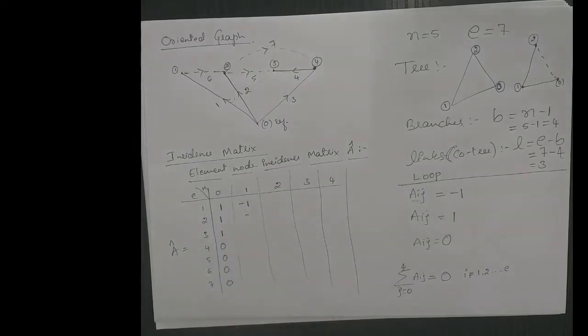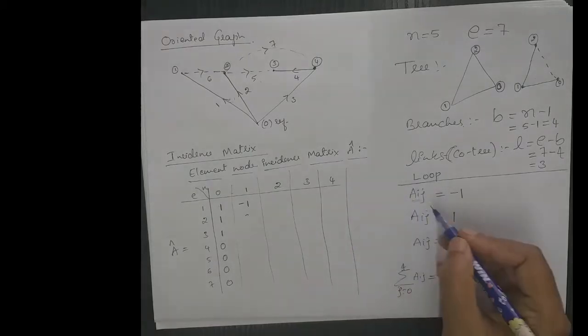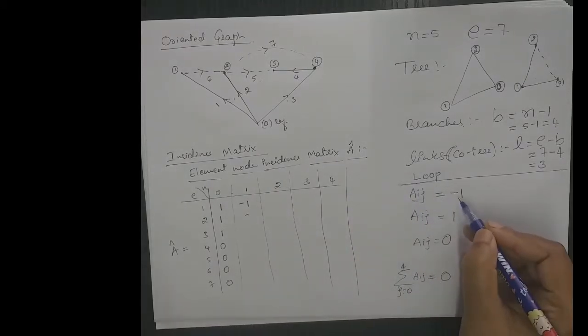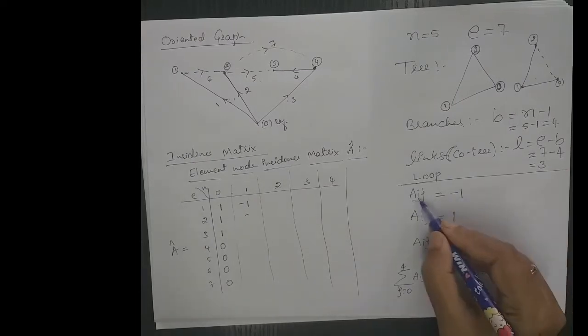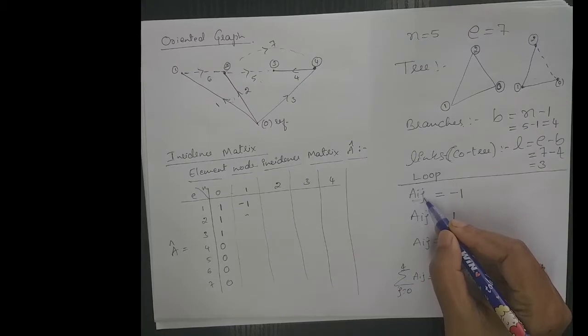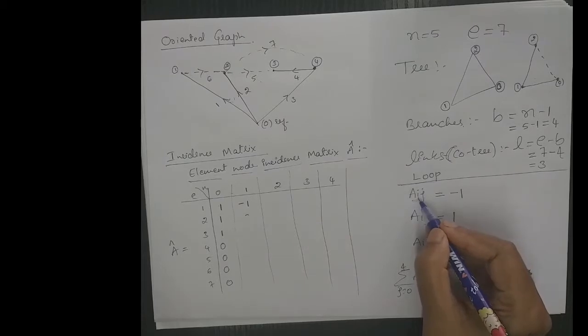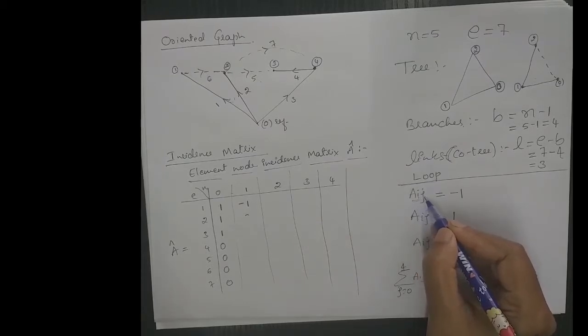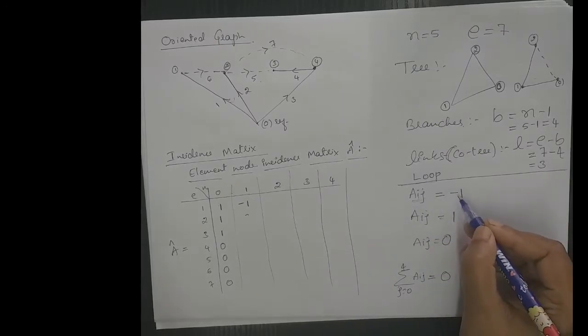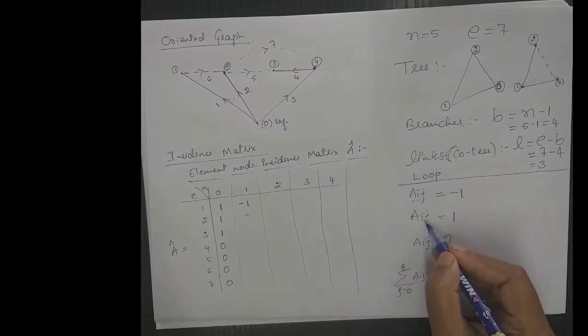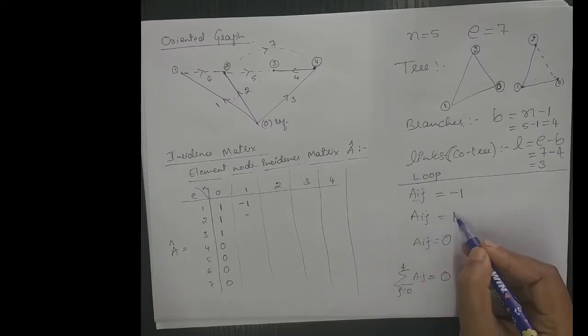How do we calculate the element node incidence matrix? The incidence of elements to the node in a connected graph is shown by the element node incidence matrix. Element Aij is equal to -1 if the ith element is incident to and oriented towards the jth node. If the ith element is incident to and oriented away from the jth node, then we take +1.